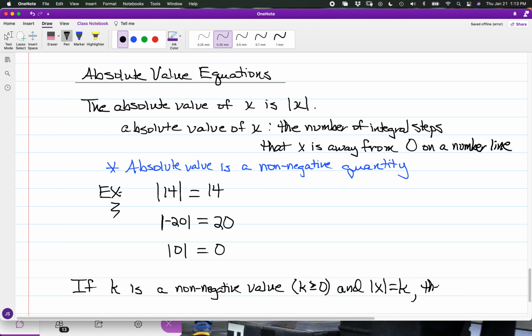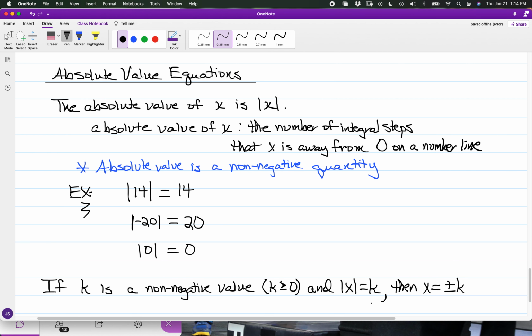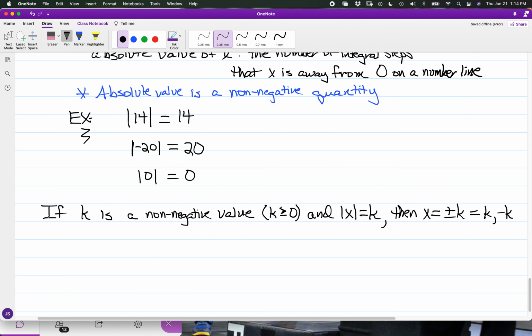If we have the absolute value of x equal to a non-negative value, then for x we have two possible values, with positive and negative k. So if the absolute value of x is equal to k, then x is equal to plus or minus k, or k and negative k. And just as samples, let's look at solving for the variable in each of these absolute value equations.